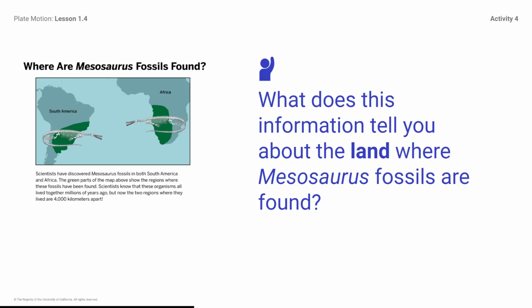What does this information tell you about the land where Mesosaurus fossils are found? You might respond, the fossils are found on two separate continents, separated by an ocean. Through your investigation of Earth's outer layer, you now have more specific, scientific information about the land where Mesosaurus fossils are found.